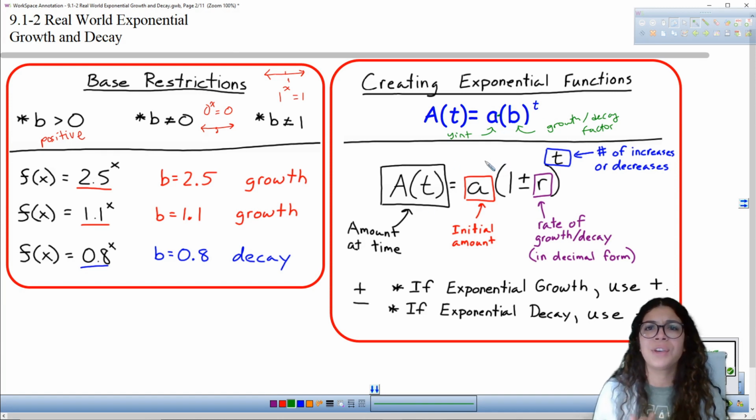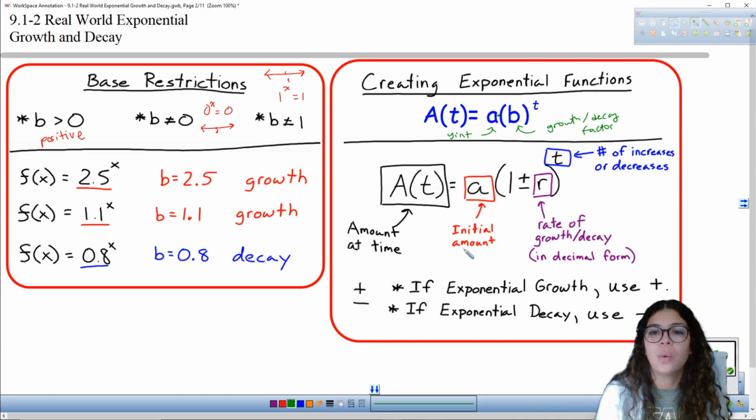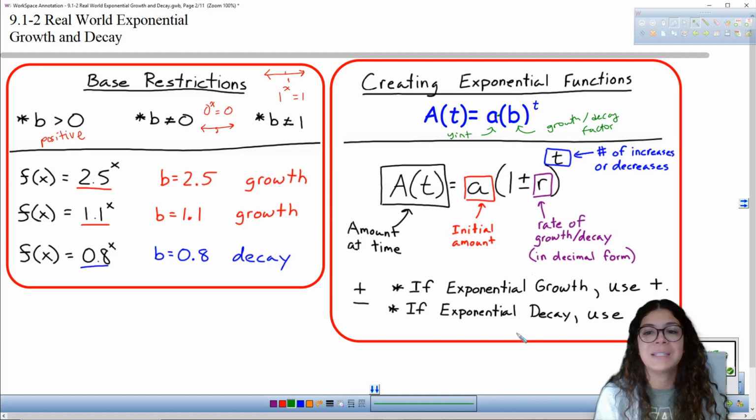But what if instead of giving you the factor, they give you the rate that it's going up by? Well, if you're given the rate, then you would add or subtract that to 1, depending on if it's growth or decay. So if it is growth, then you would add to 1. If it is decay, you would subtract from 1.